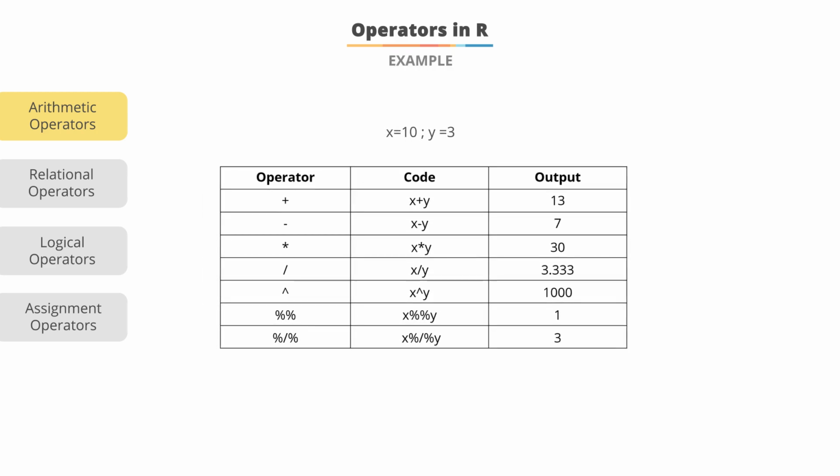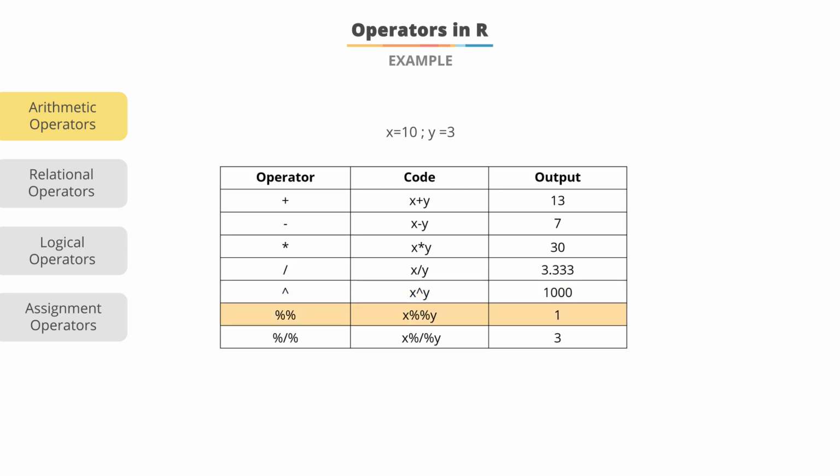If we have x equal 10, y equal 3, then we could say x plus y is 10 plus 3, so the output would show as 13. X minus y is 10 minus 3, so the output would show as 7. 10 times 3 is 30. 10 divided by 3 is 3.3 repeating. 10 to the third power is 10 times 10 times 10, or 1,000.